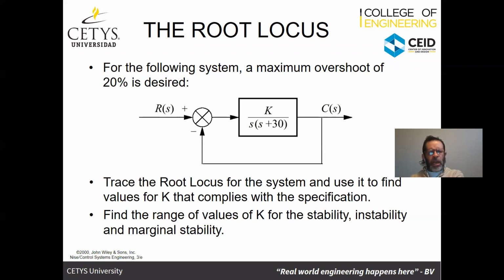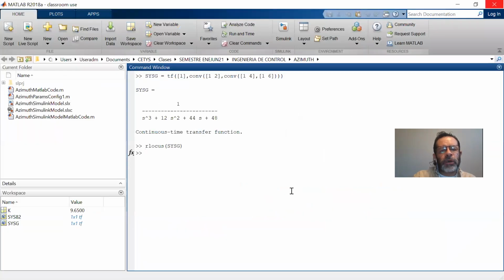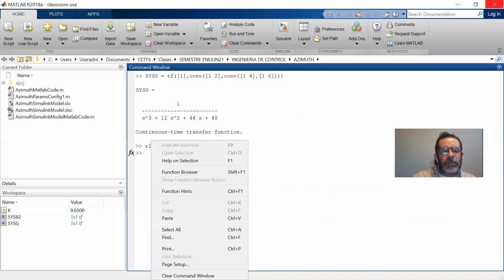It's a simple system. For the following system, we want a maximum overshoot of 20%. We don't want an overshoot that's more than 20%. Now, some of you may be saying, well, then let's go for an overshoot of 0. But remember that if we go for an overshoot of 0, we can do that, but that's going to make the system slow. A maximum overshoot means the overshoot is allowed to make the system quicker, but we don't want it to go larger than 20%. And also we want to find an approximation to the ranges of K for stability, instability, and marginal stability. So let's do that. For this example, I'm going to clear the command window.